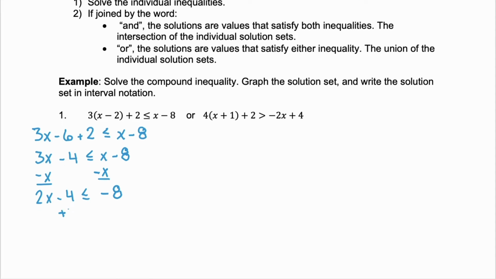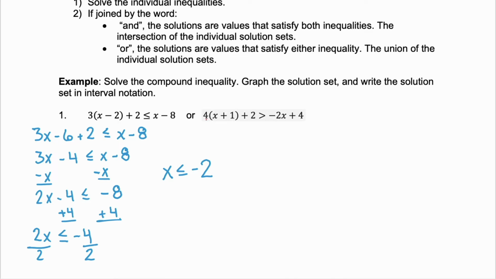And we're going to add the 4 to both sides because we have our variable isolated. We want to isolate the constant on its own side. And we have 2x is less than or equal to negative 4. If we divide by 2, we're going to have x is less than or equal to -2. Okay, let's look at the second one.